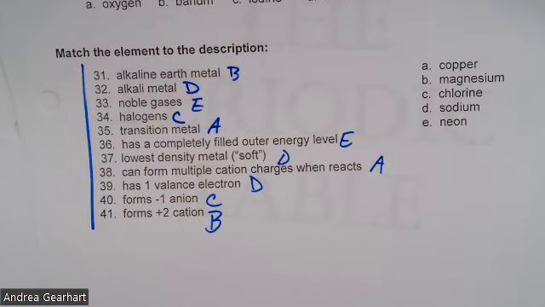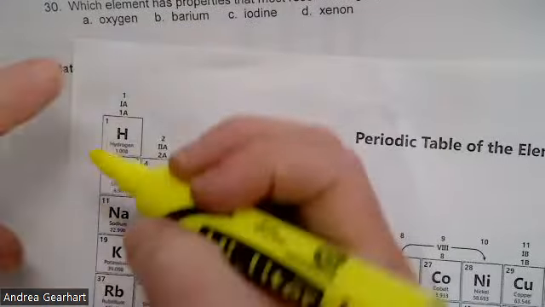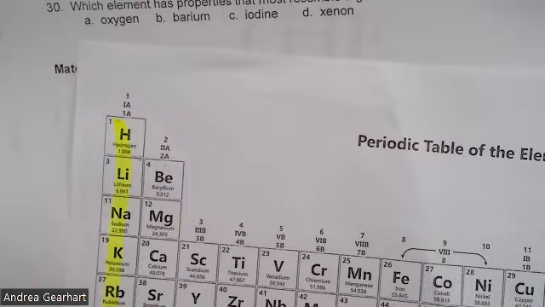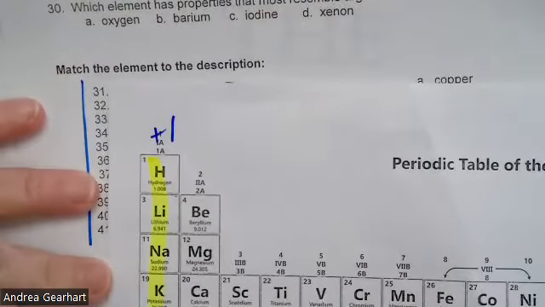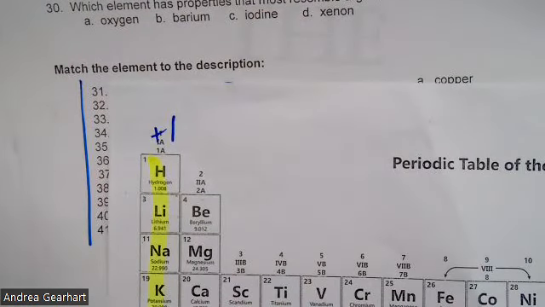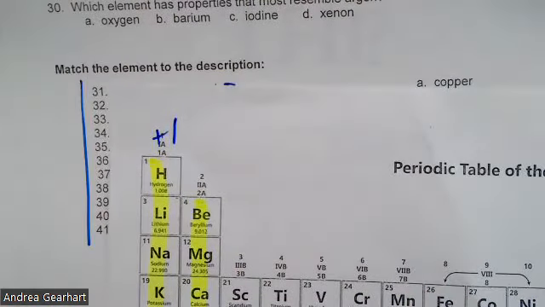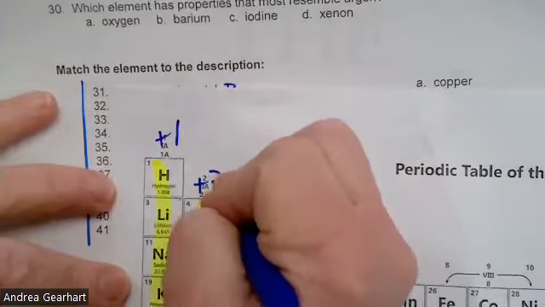Yes, Eddie. No. The reason is this. Every member of column 1 always forms +1. That is it. Every member of column 2, +2. That's it.